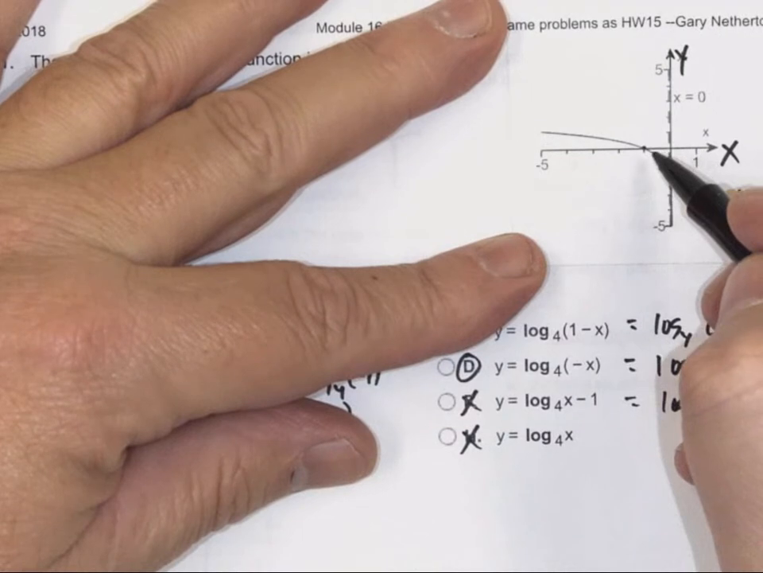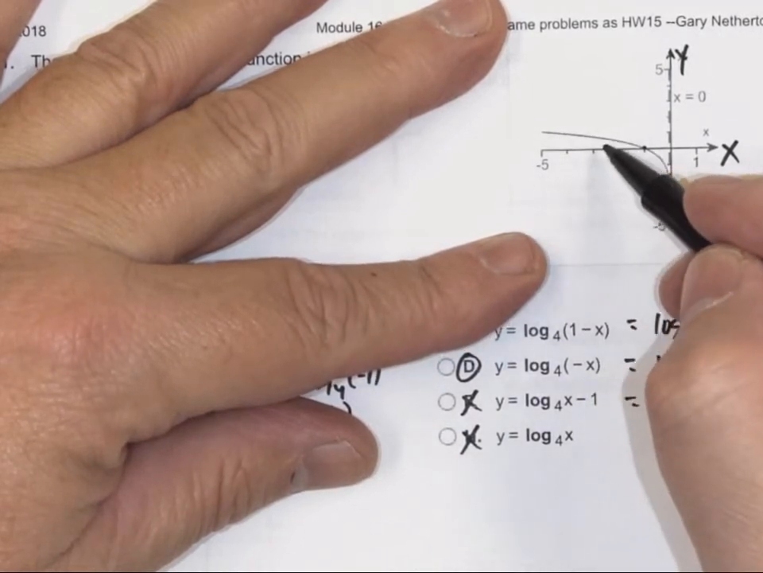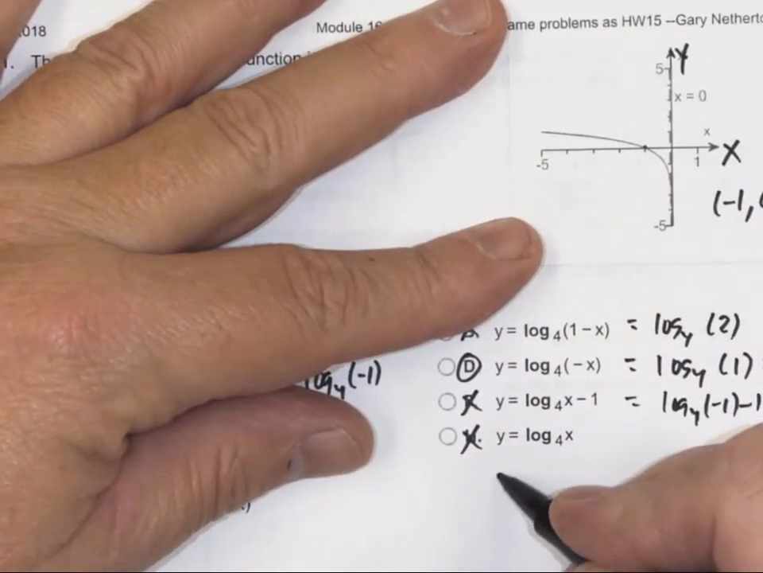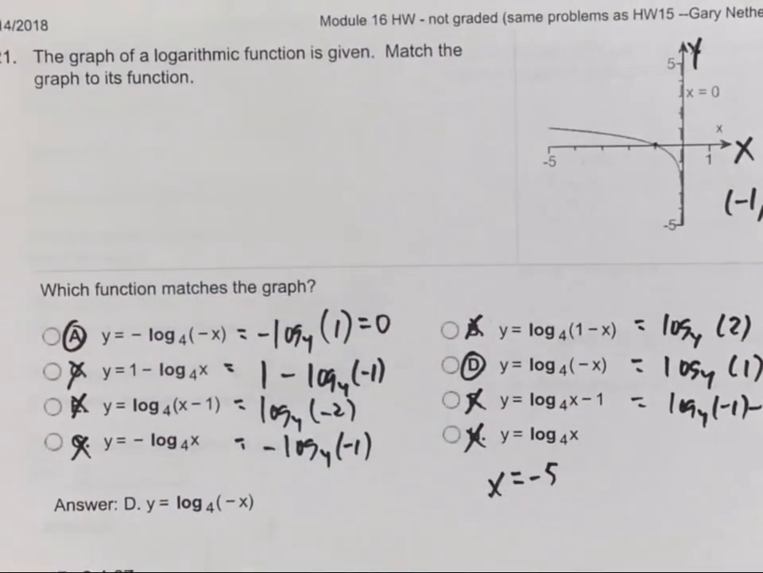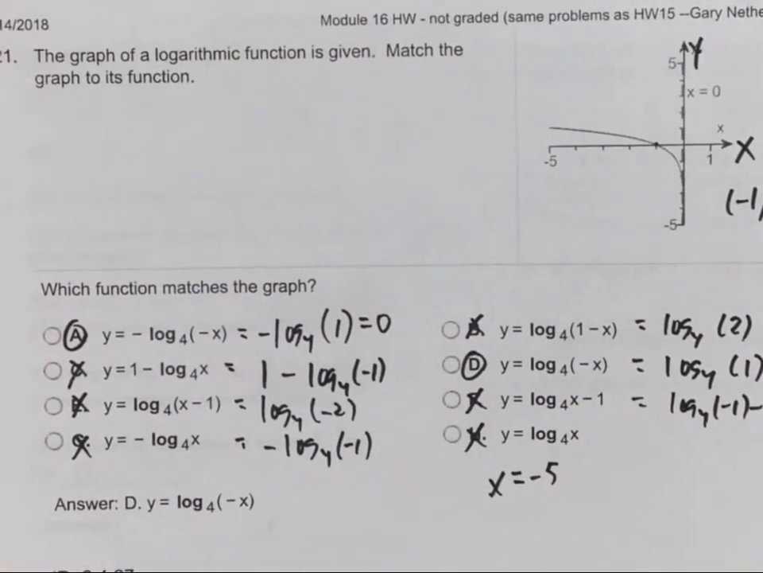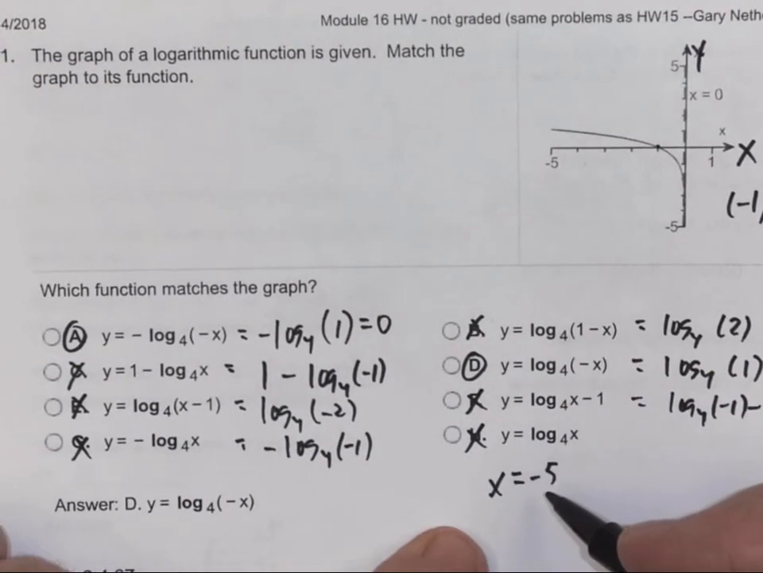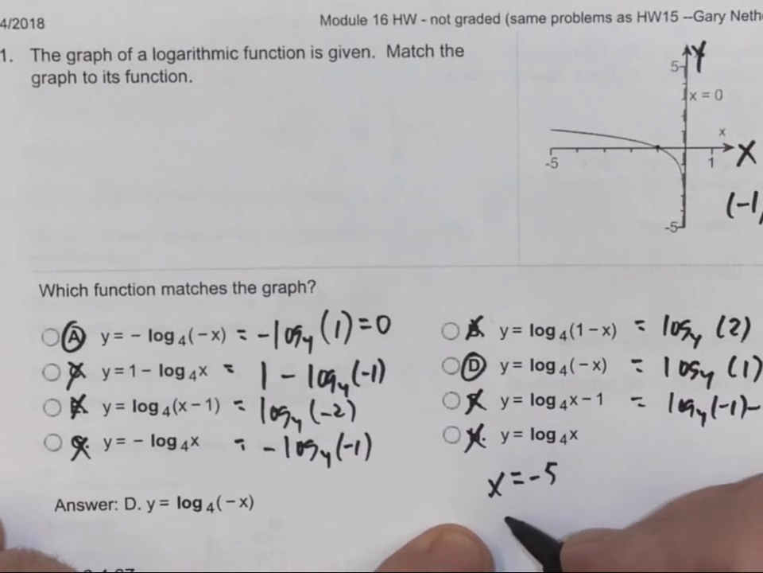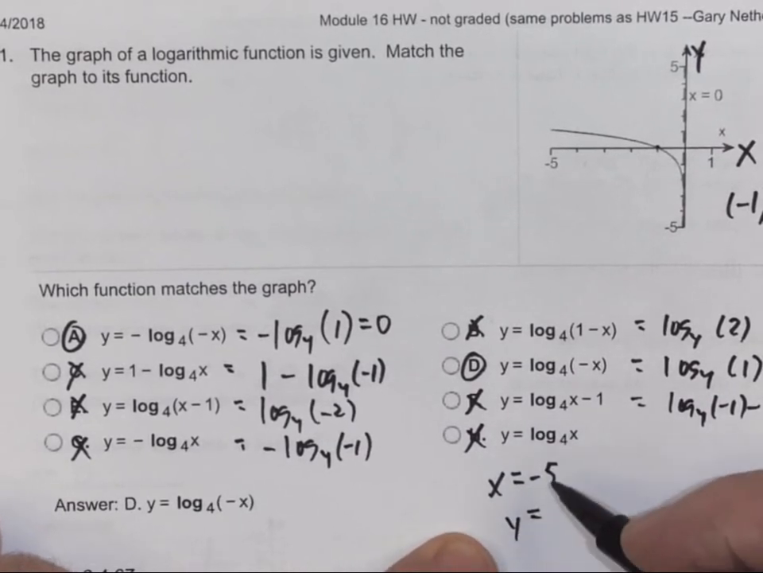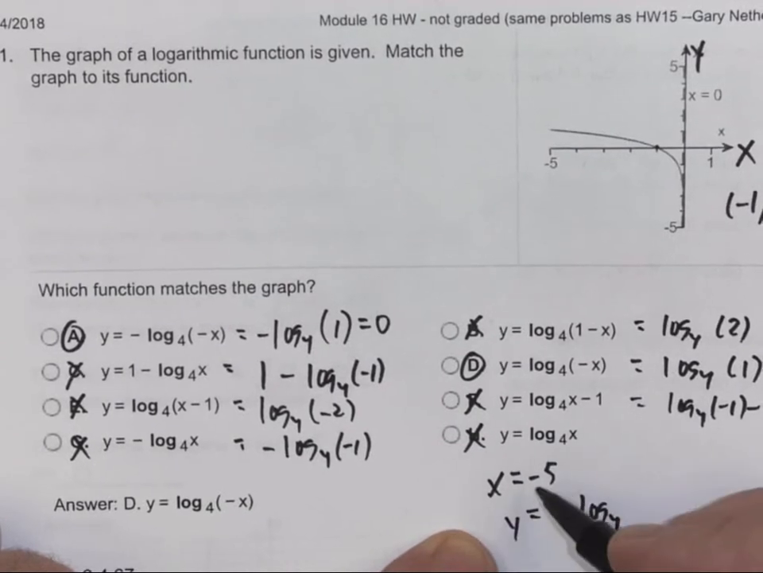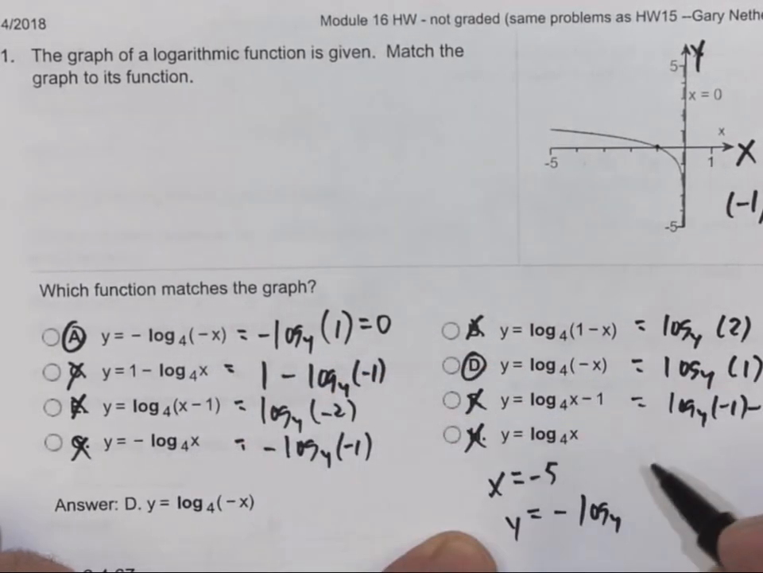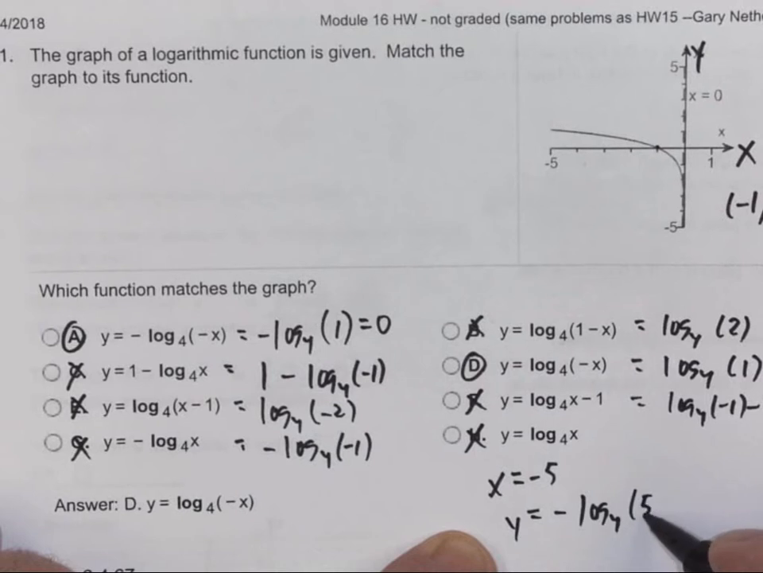When x is -5, I notice y is positive. So let's put in x equal -5 and see what these two equations look like. Actually, yeah, that's fine. So A, when x is -5, y equals the negative log base 4. When you put in -5, a negative is positive.